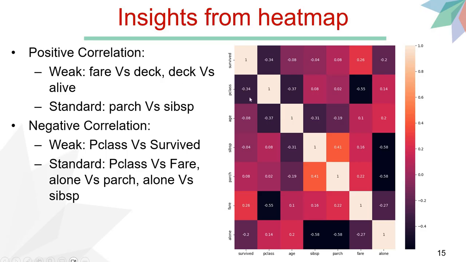Here is an insight using a heat map. If you look at the heat map, there is positive correlation and there is negative correlation. I'm just quickly going to give you the weak and the standard. There is nothing more than that. So you will see here, for example, minus 0.58. The relation between the number of siblings and those who travel alone is negatively correlated. And if you see a positive one, an example like this, the number of parents with siblings, that is also positively correlated, but with 0.41, which is considered a standard correlation.